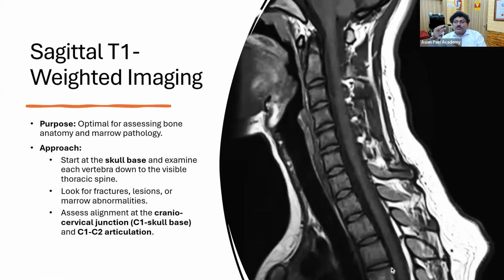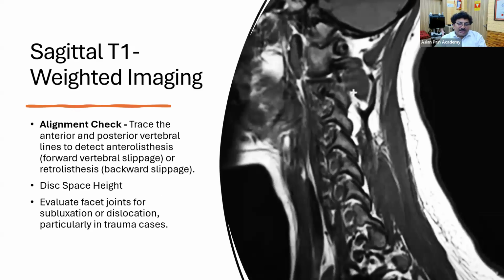Remember, in ultrasound you have to know a completely different, cross-sectional anatomy, but that is not required for the MRI, because although it is also cross-sectional anatomy, it is much more real-life like, and understanding is much easier. Here, at the skull base, examine the vertebrae down to the visible thoracic level. Look for the alignment, fractures, lesions or marrow abnormalities, and also look at the craniocervical junction. In T1 weighted imaging, apart from the alignment check, you can also check the disc height and evaluate the facet joints for subluxation or dislocation.